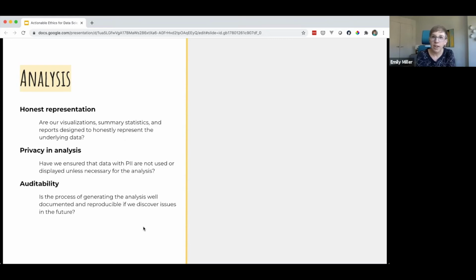And then lastly, auditability. Is the process of generating the analysis well documented and reproducible if we discover issues in the future? By auditability, essentially what we think about, take Jupyter Notebooks, for example: we want to be able to restart and run the notebook and get the same results. We want our analysis to be clear and well documented, not only because that helps us prevent errors in the first place, but because if an error is discovered later, it makes it much more straightforward to go back and fix it.